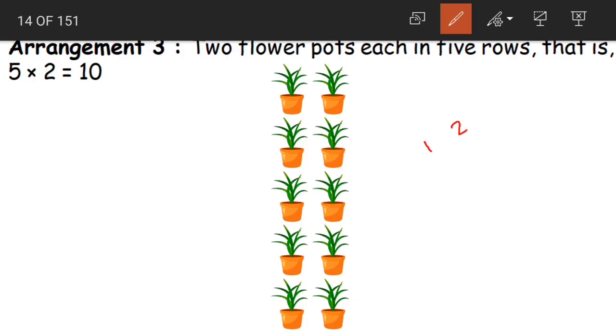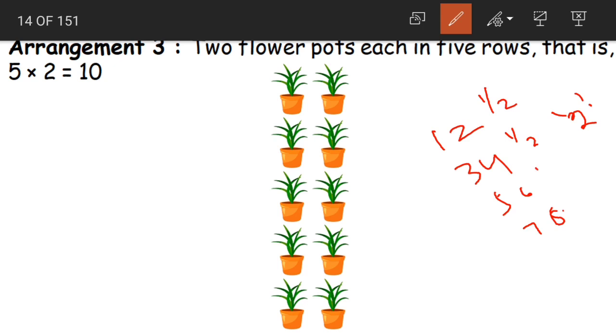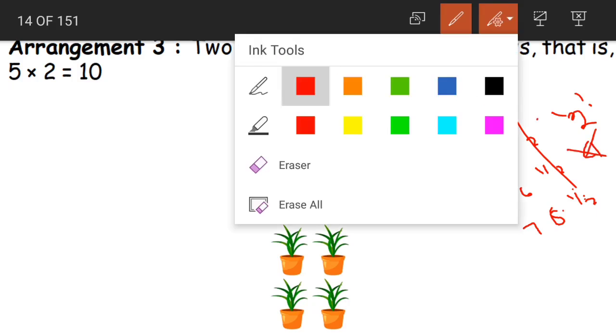Now if you are going for 4 rows, see, we have 1 2 3 4, then 5 6 7 8. So we are going to arrange it in 4 rows, right? We have 1 2 3 4 5 6 7 8. Now 2 pots will be remaining. I cannot keep half of a pot in each row, right? So again, arrangement in 4 rows is not possible.